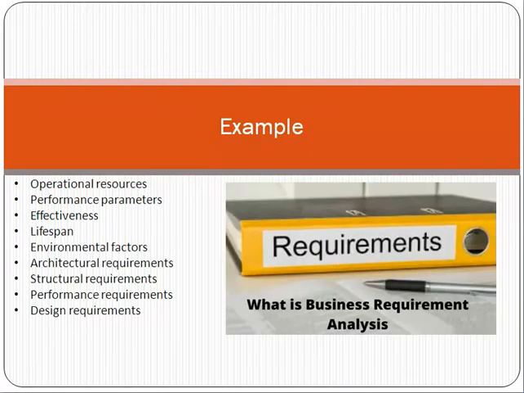Examples of business requirements: how many operational resources are needed for a particular implementation of a process, performance parameters, and effectiveness. For example, you want to implement a software solution which should be effective. Lifespan, environmental factors, architectural, structural, performance requirements, design requirements. These are the high-level examples of business requirements.